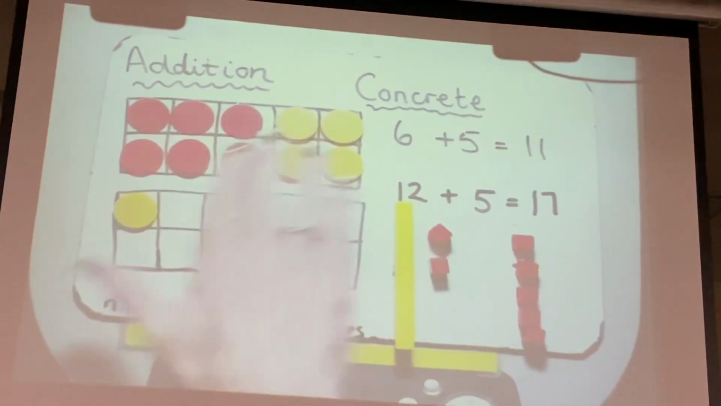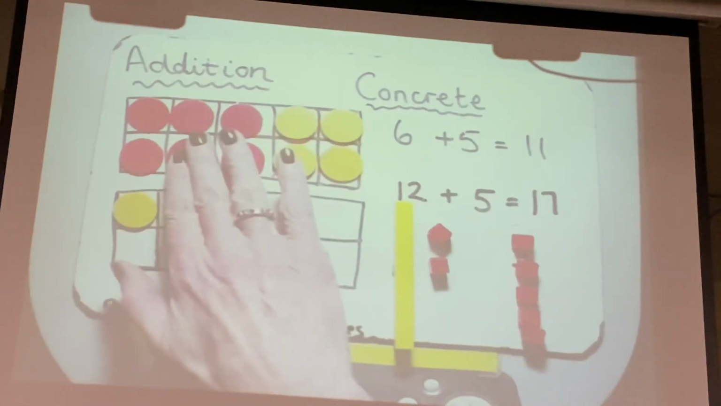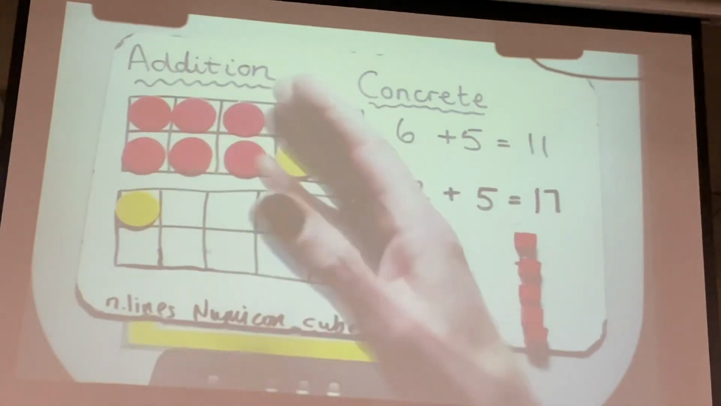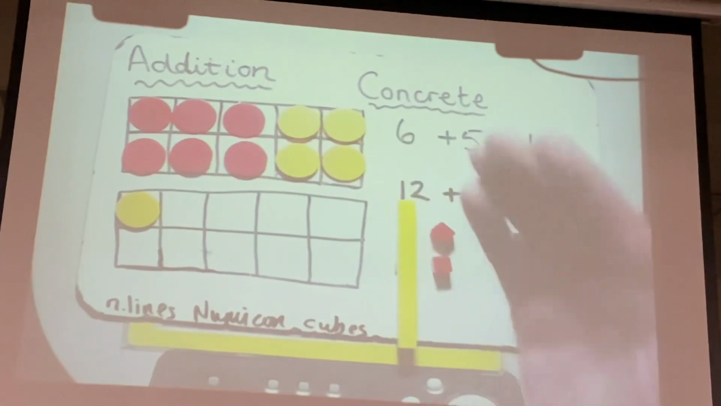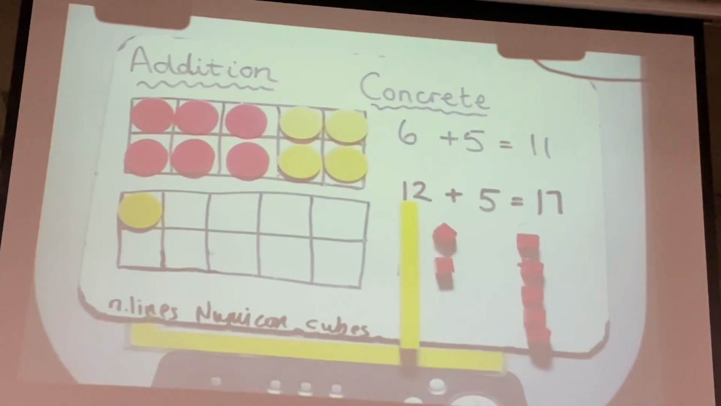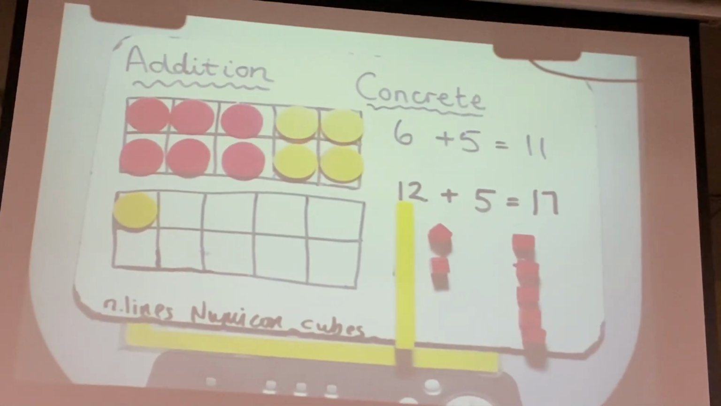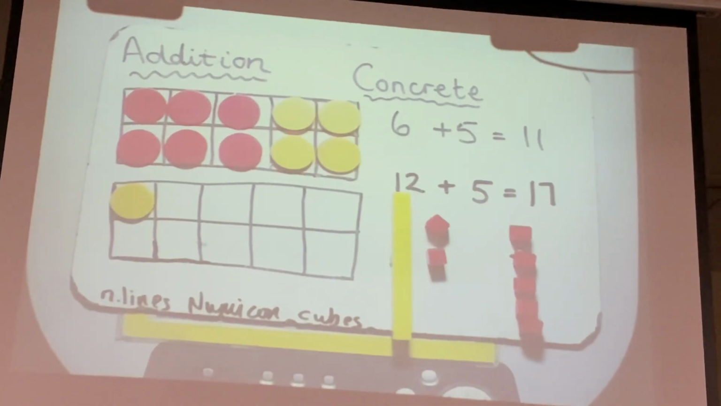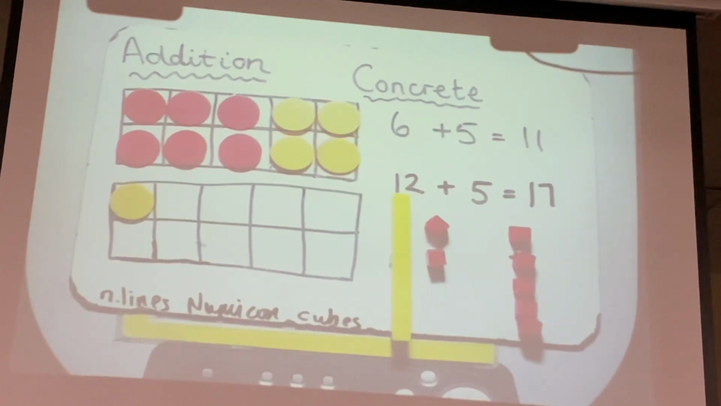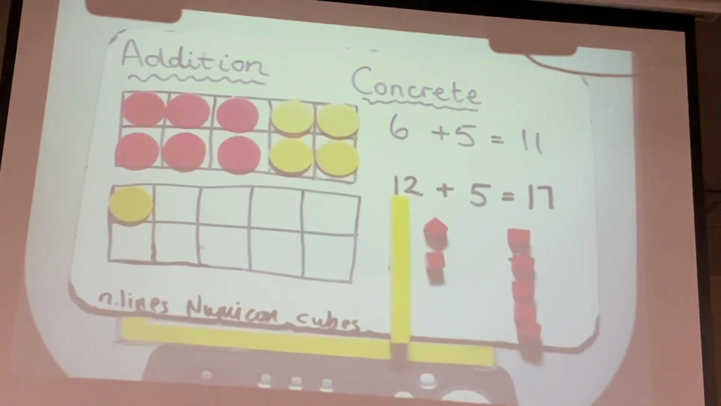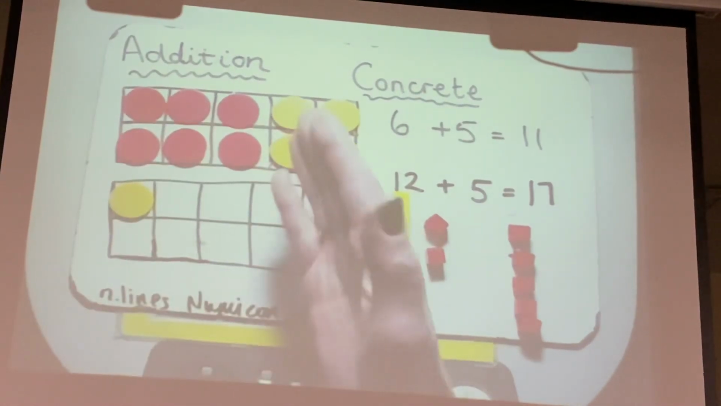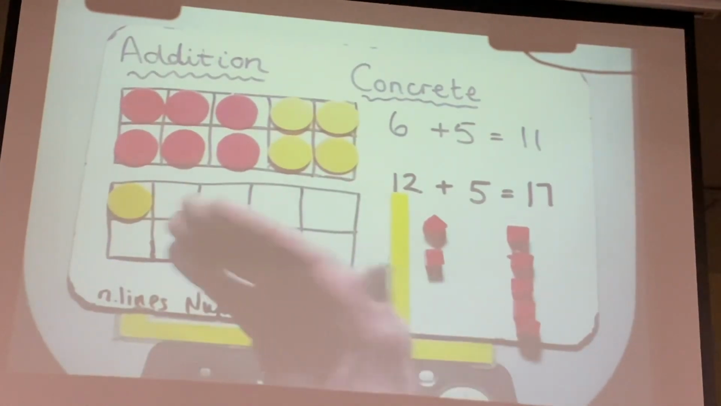The idea is this would build on children being able to add mentally. So for example, 6 add 5. If we think about adding, we automatically think, well, 6 and 4 more makes 10, and then 1 more makes 11. Okay, so that's what it's leading on to, that they will very quickly be able to see, well, that's 10, and then they can add on the extra ones.